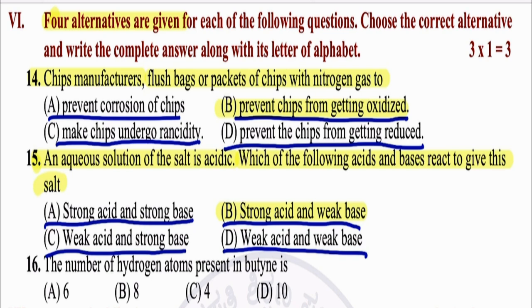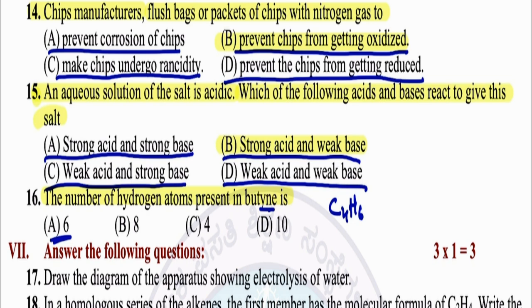Next question, the number of hydrogen atoms present in butyne. Butyne means C4H6. The answer will be 6. As you know, for alkynes the formula is CnH2n minus 2. So for but, n is equal to 4 and the answer will be 6.